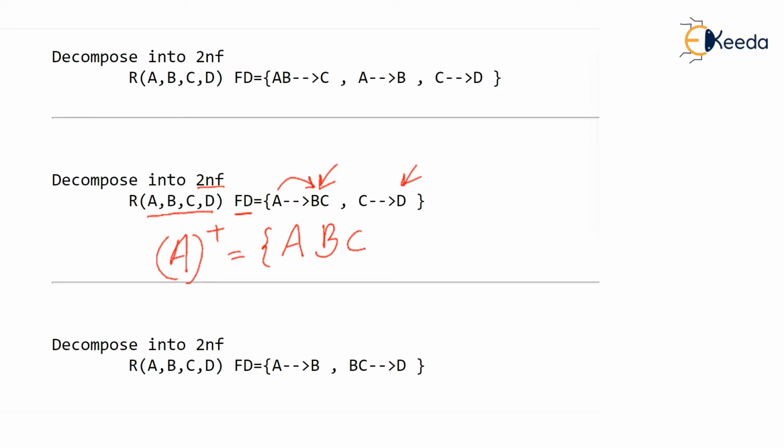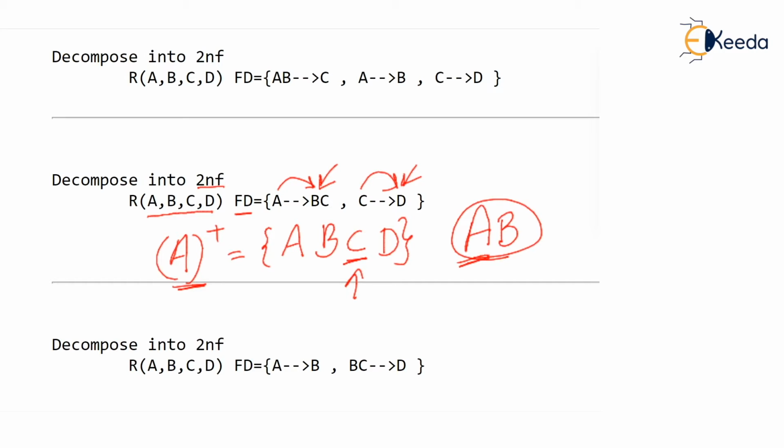And due to this, C will bring in D. That's it. That means A is the candidate key. And now there cannot be any other candidate key because A must be present in the candidate key, and now you can't add anything to it. This will become a super key.